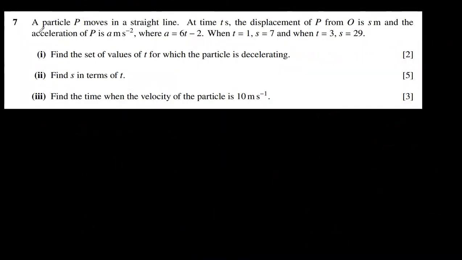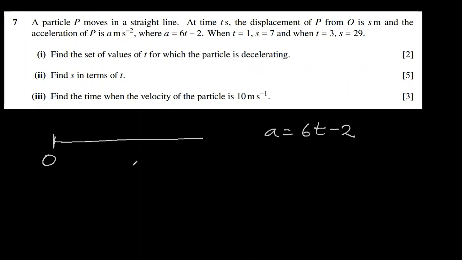Question 7. A particle P moves in a straight line like this, okay, at time t seconds. The displacement of P from O is s. So this is the starting point O, and the particle is somewhere here where the displacement is s. Acceleration is a equal to 6t minus 2. And they've given two conditions. When t is equal to 1, s is 7, and when t is 3, s is 9. In both cases, they have given displacement. That will be interesting. Find the set of values of t for which the particle is decelerating.